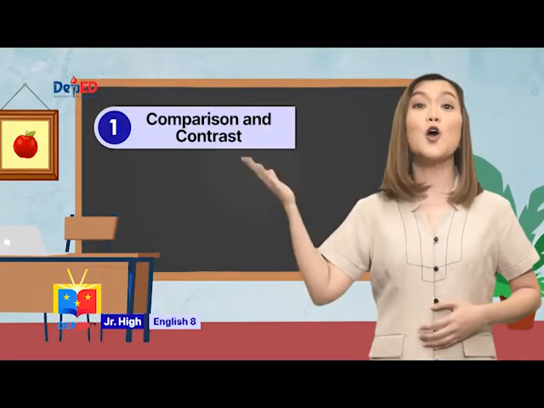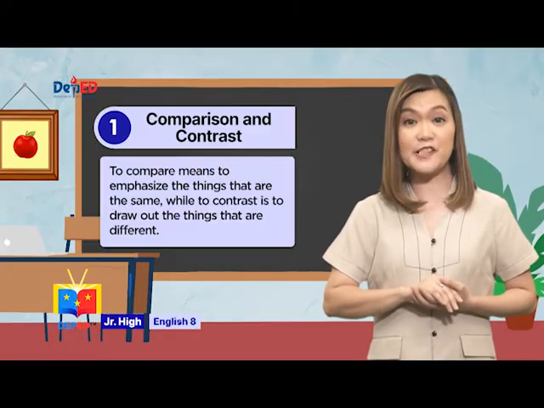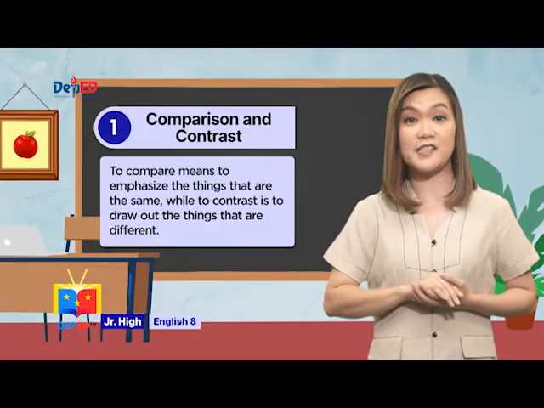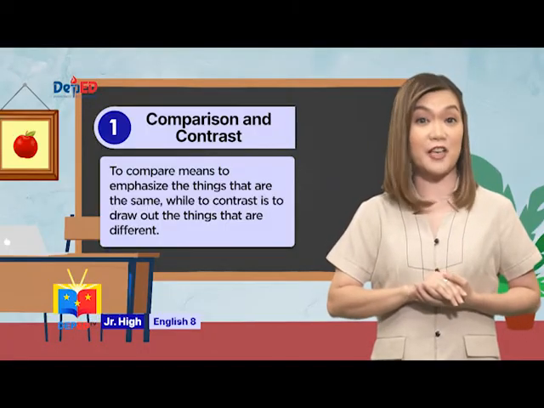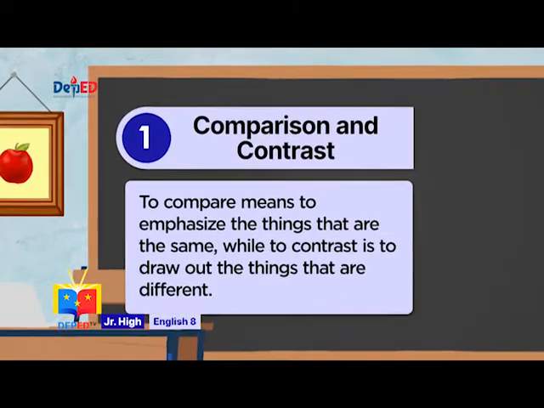The first type of transition signal is comparison and contrast. To compare means to emphasize the things that are the same, while to contrast is to draw out the things that are different. This transition signal is used to point out similarities or differences. And here is the list of transitional signals for comparison and contrast.